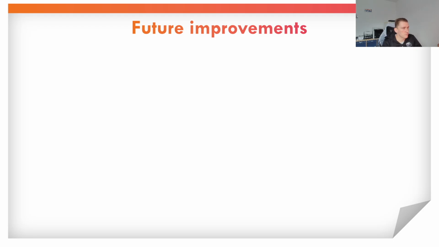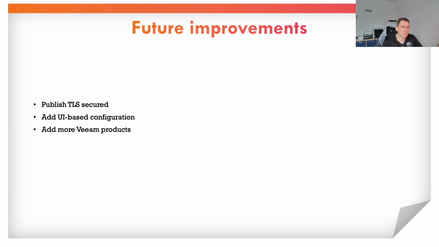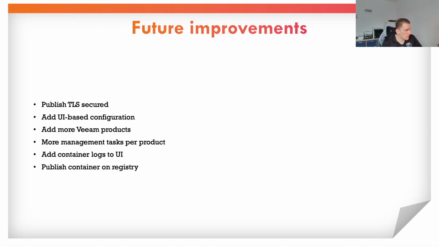Just to give an overview for the future, we do have some future improvements in mind, which is, for example, the publishing of the TLS secure. We do have UI-based configuration methods in mind, which are not implemented yet. We'd like to add more Veeam products as well. More management tasks per product is also on the list. We'd like to add container logs to the UI to make troubleshooting easier. And we'd like to publish the container on a registry.